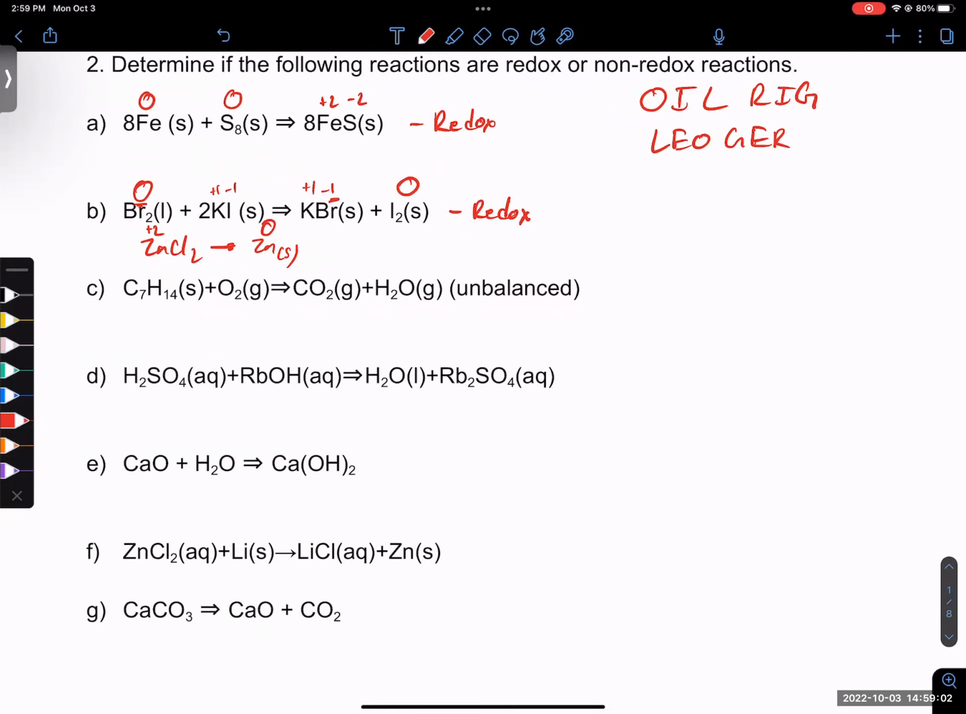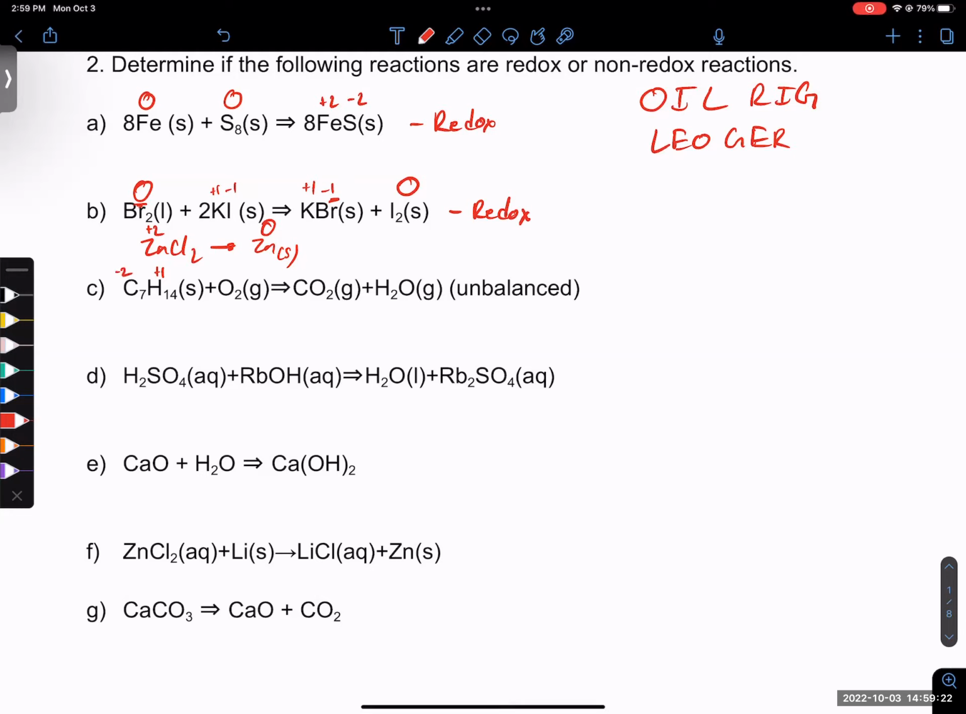Heptane plus O2 makes carbon dioxide and water. So remember, your hydrogen is always +1. If hydrogen is always +1, what's going to be your oxidation state on carbon? Yep, -2, because the entire thing has to add up to 0.